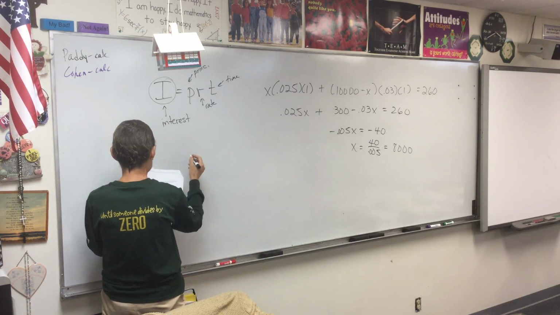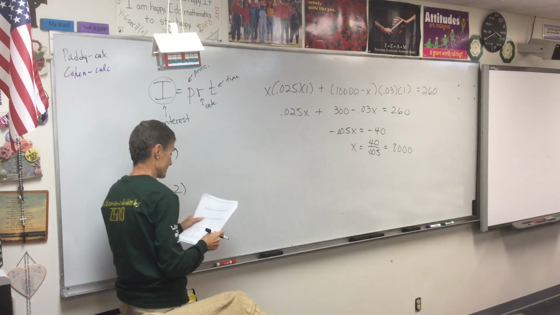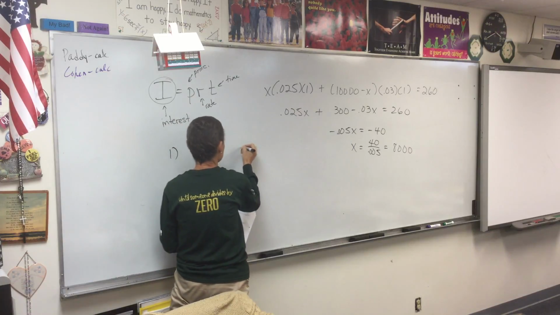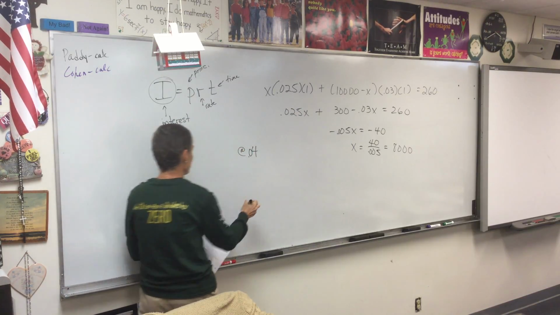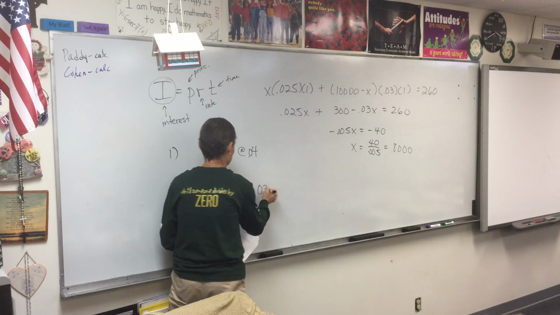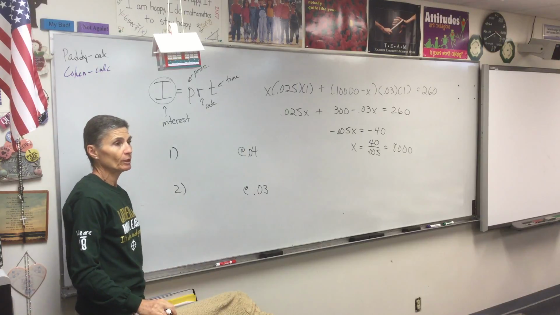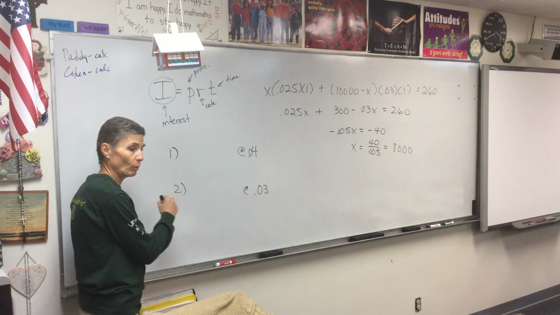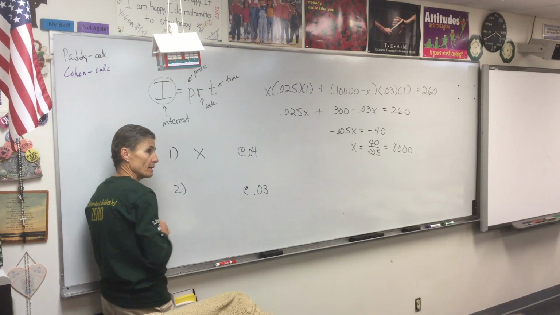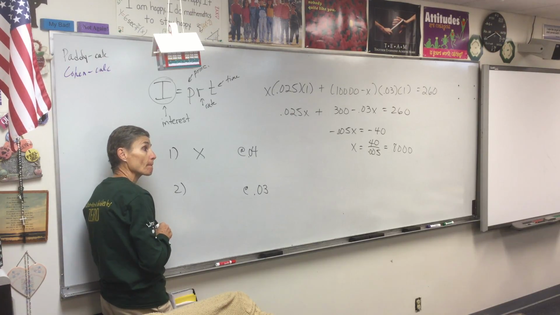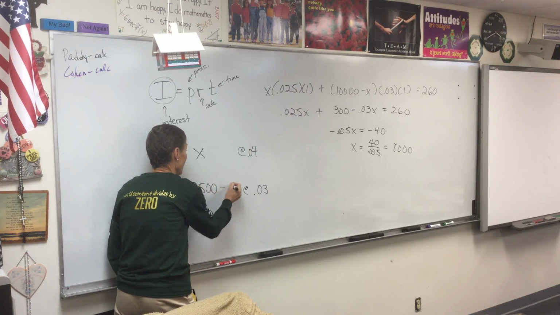This time we have $3,500 to invest, and we're going to put it in two different accounts. One is paying 4%, and one is paying 3%. How much did she put in each account? So if you remember what we did last time, we'll call this one X, and what will this one be? Be careful. 3,500 minus X.